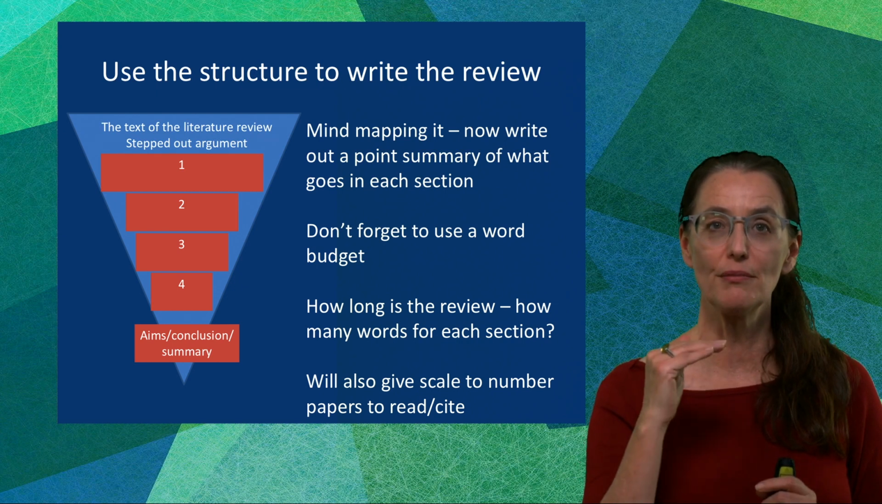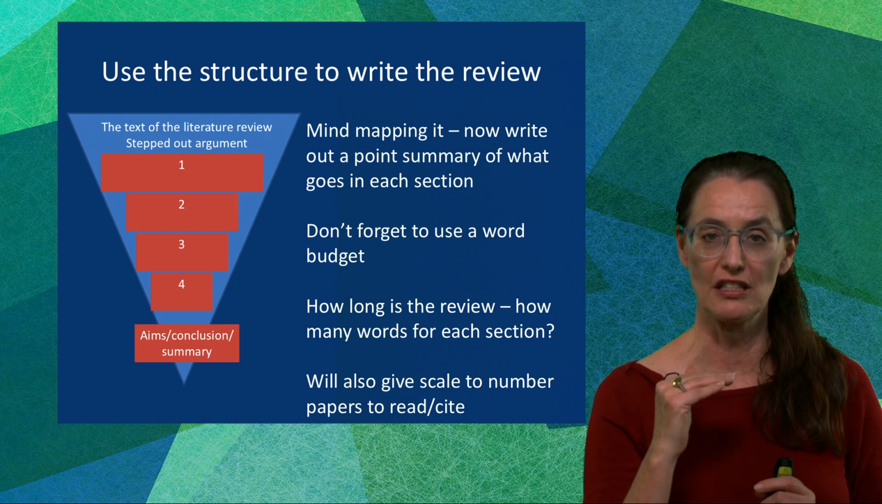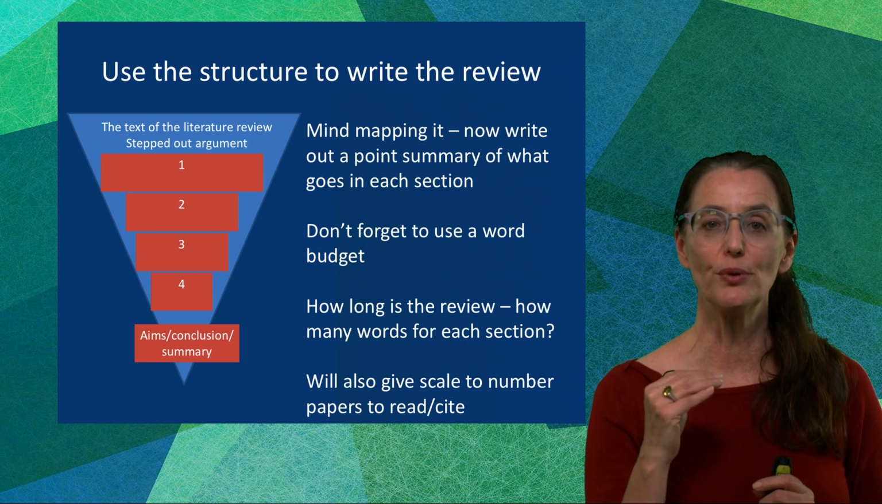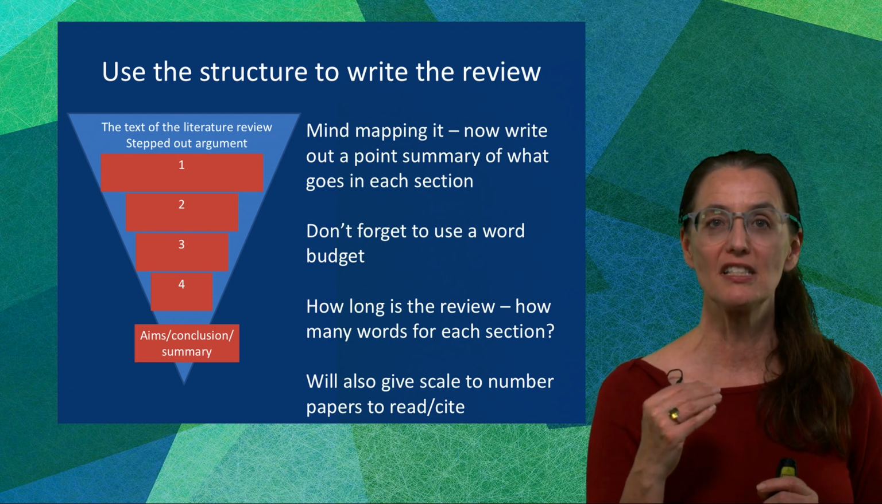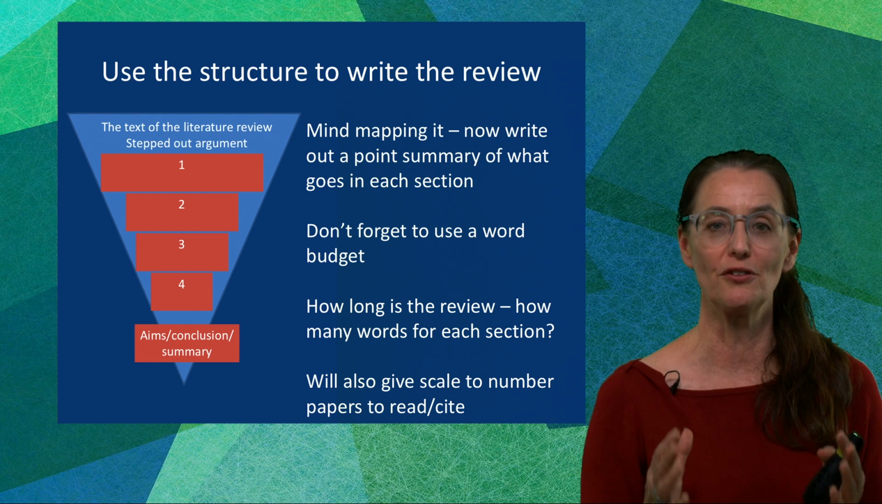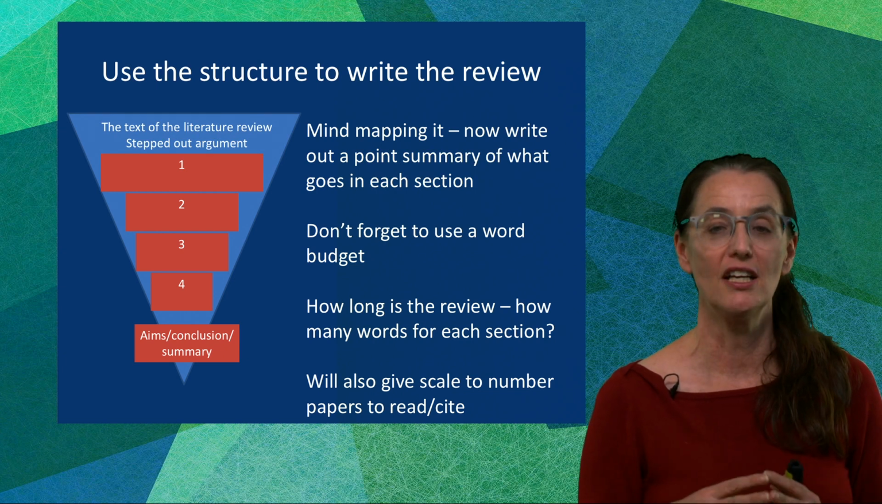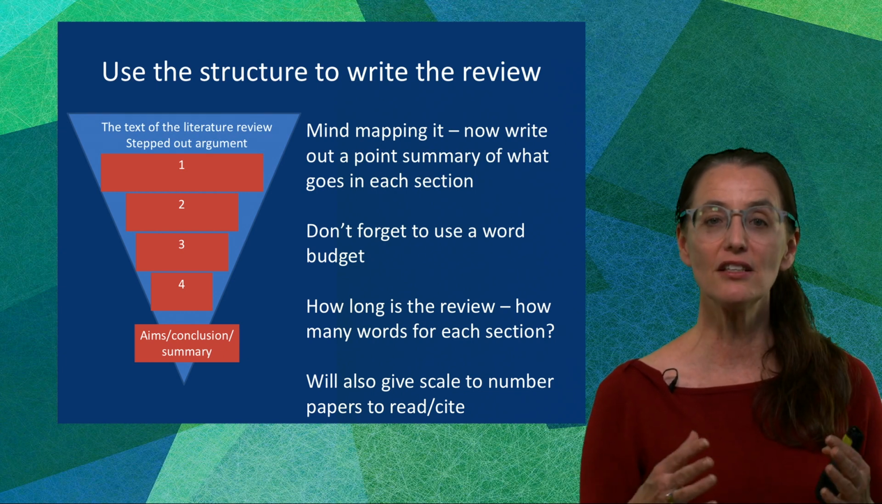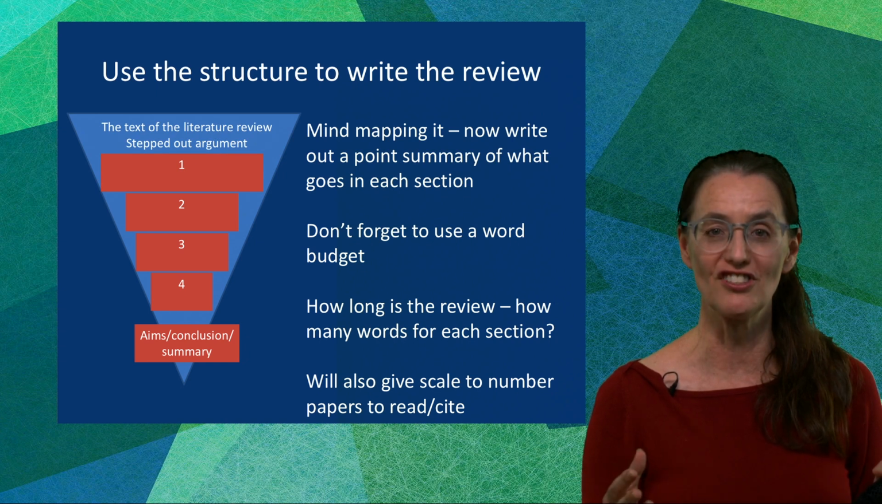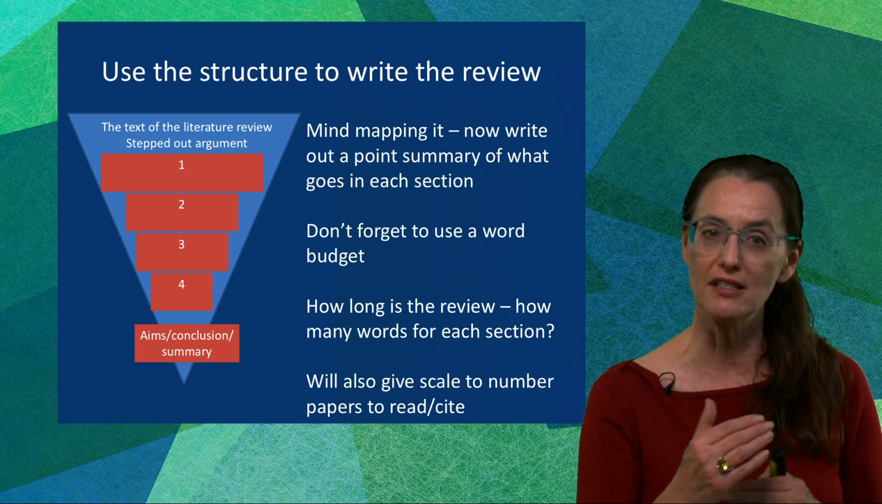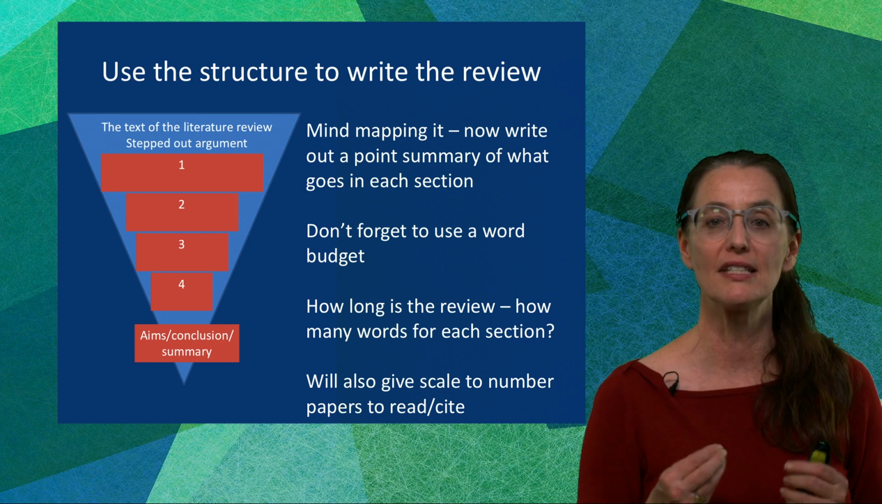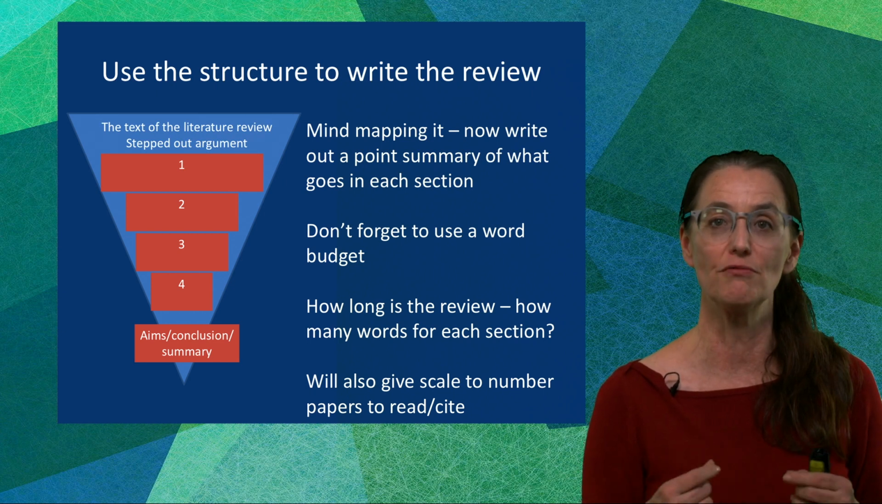So once we've done this exercise of working that sequence, then we suggest mind mapping, and that's writing out a point summary of what goes in each of those sections. And in doing that, it's really important to do a word budget, which is to say, how long is the review I'm going to write? Is it a page? Is it 30 pages? Because that's going to determine how many words for each of those sections, to give you an idea of the relative amount.